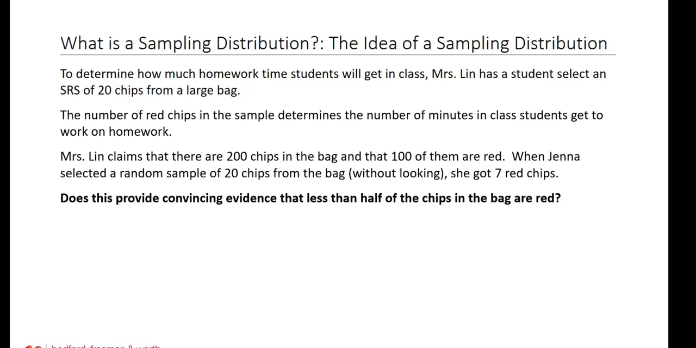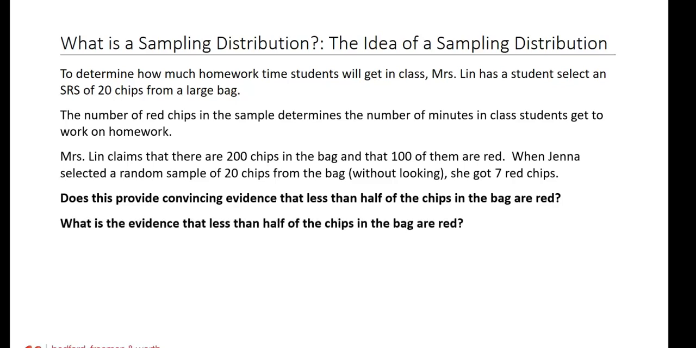You would have expected, I guess, the average, if you did this many times, would be 10, right? We think about half of the chips are red. And if you grab 20 chips, you would expect 10 red chips. She got 7. So there might be some evidence that less than half the chips are red. What is the evidence? Well, 7 divided by 20 is 35%? So that is less than 50%. So there's some evidence there, but we don't really know if it's convincing evidence or not, right?